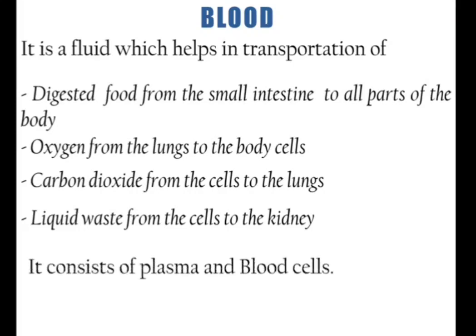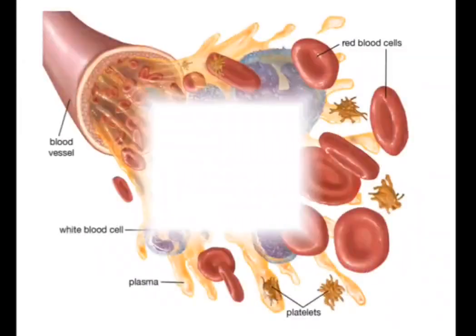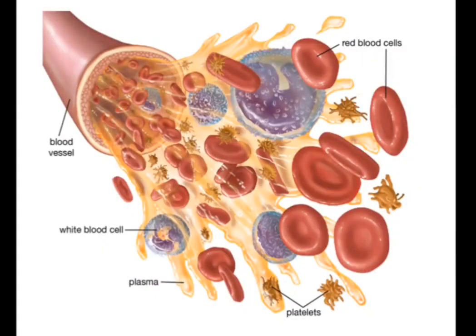Now if I talk about the constituents of blood, blood consists of plasma, which is the liquid part of the blood, and yes, it is yellowish in color. And the second is the blood cells. In this slide we are going to understand what exactly plasma is. You can see this fluid-like structure present inside the blood is plasma, and these are the various types of cells which are present inside the blood.